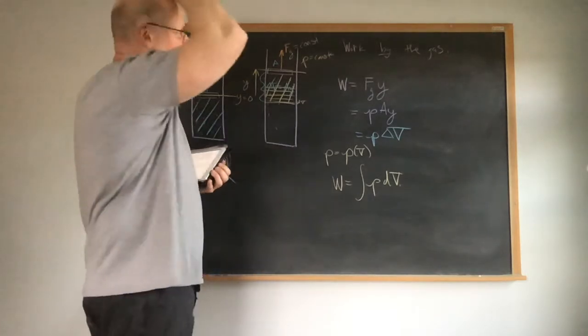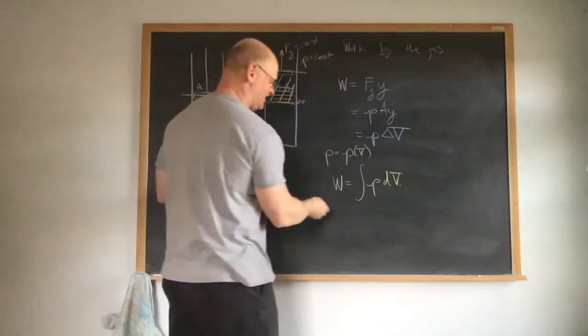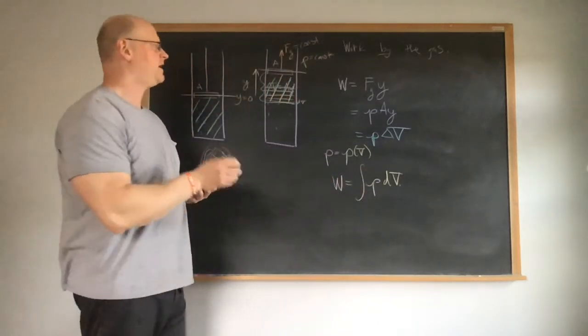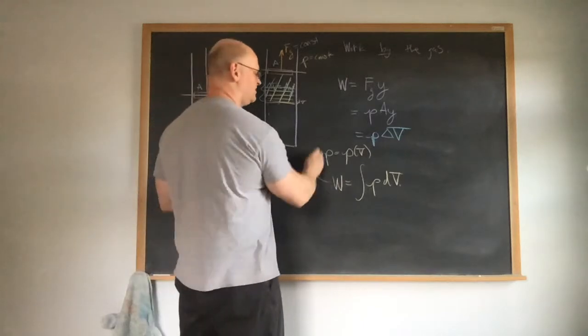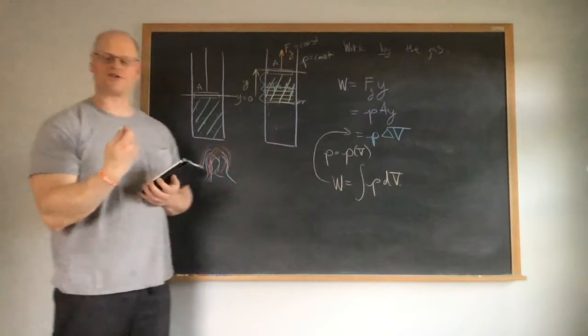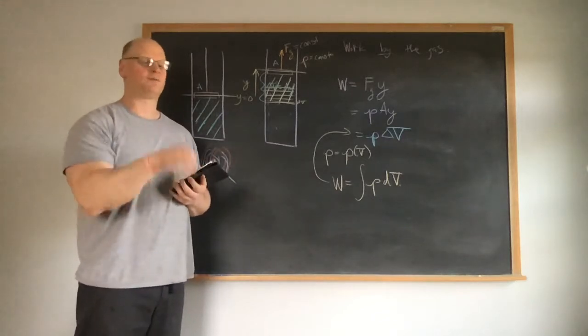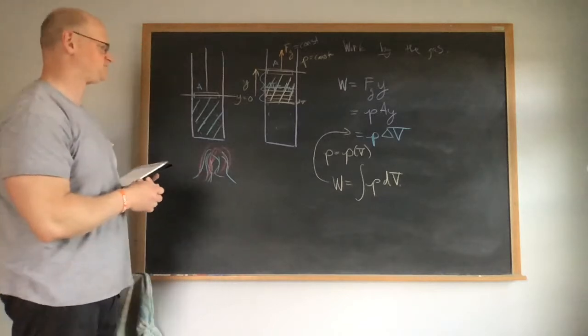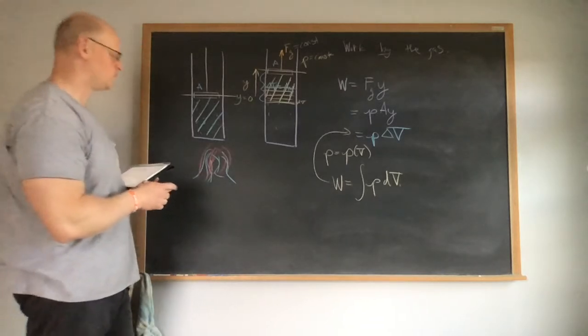So the definition of the work done by the gas is the integral of the pressure integrated over the volume. But if the pressure is a constant, this reduces down to this, right? Because in that case, I can pull the pressure out of the integral. So I get pressure times the integral of dV, which is simply the change in V. So this is the work done.